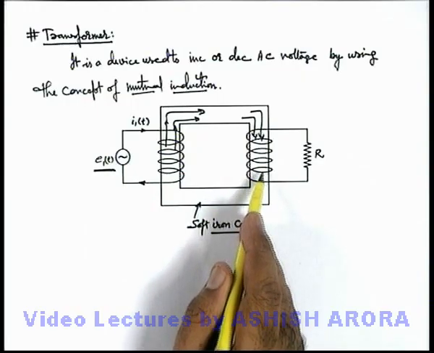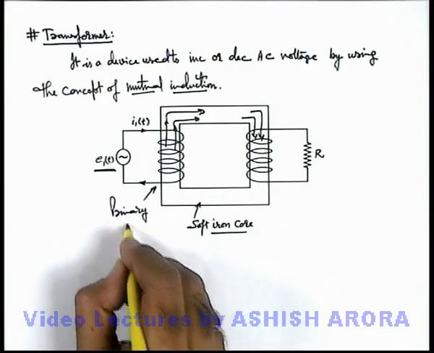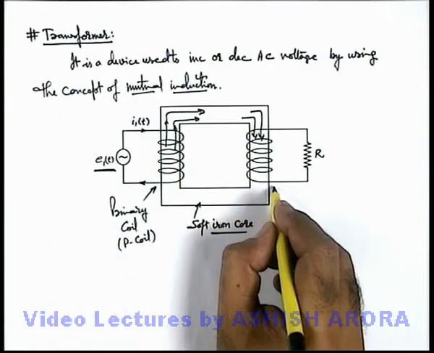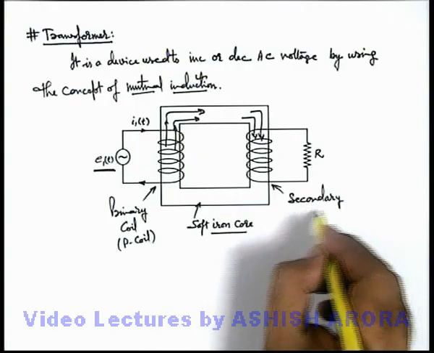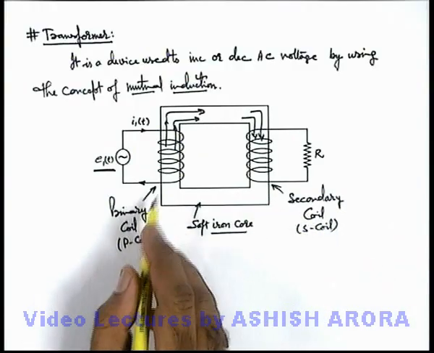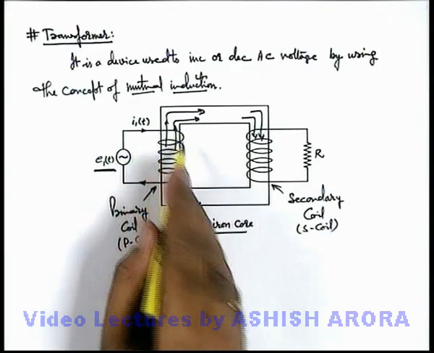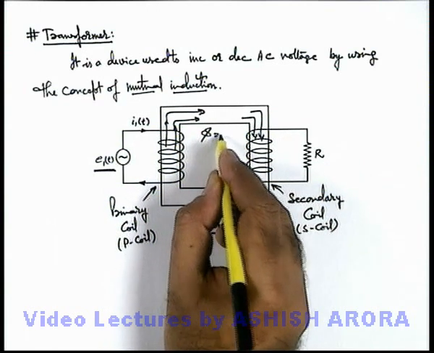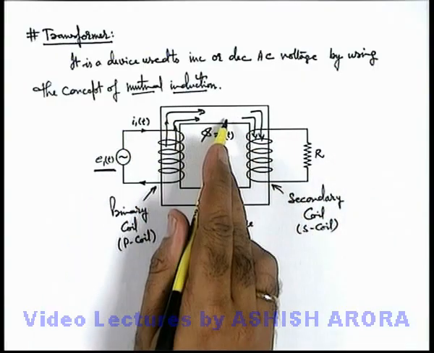Now this coil we call primary coil of the transformer, or it is also termed as P coil, and this is the secondary coil of the transformer, which is also termed as S coil. Primary coil is the one in which an AC EMF is connected, due to which a time varying current flows, and a magnetic flux, here you can say flux phi as a function of time, is produced. As current varies with time, the magnetic flux also varies with time.